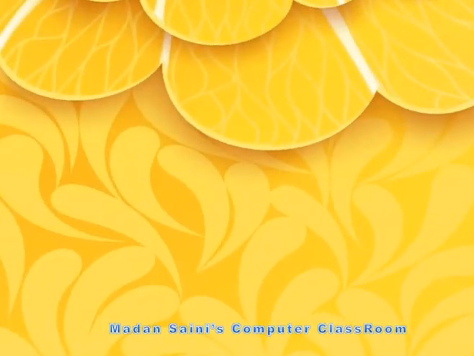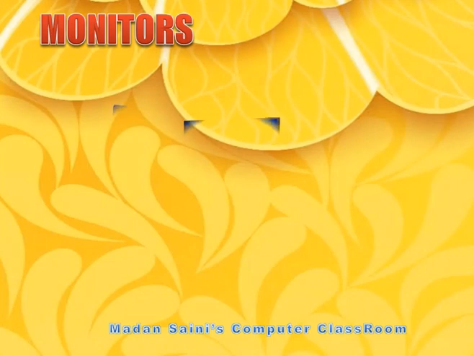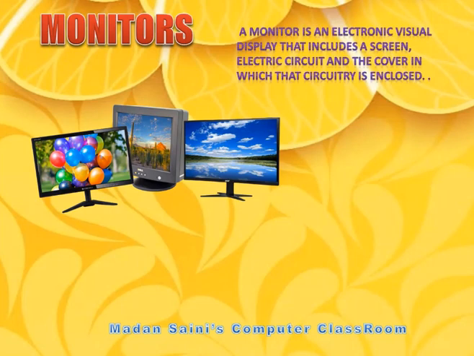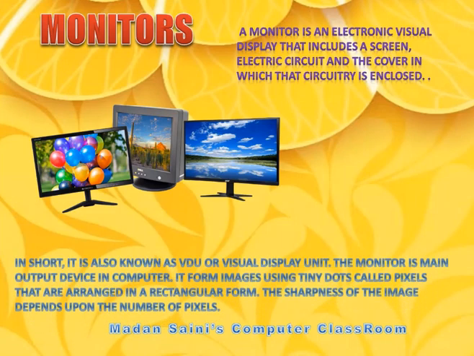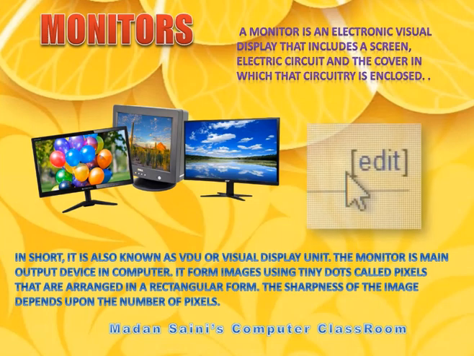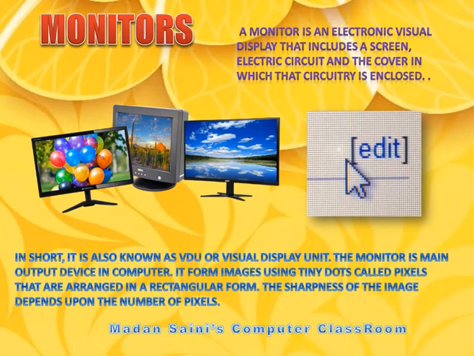Next output device, monitors. So let's look at them. The definition is: a monitor is an electronic visual display that includes a screen, electric circuit and the cover in which the circuitry is enclosed. In short, it is also known as VDU or visual display unit. The monitor is the main output device in a computer. It forms images using teeny dots called pixels that are arranged in a rectangular form. The sharpness of the image depends upon the number of pixels.